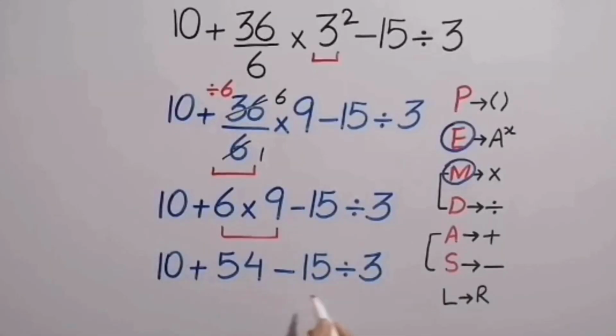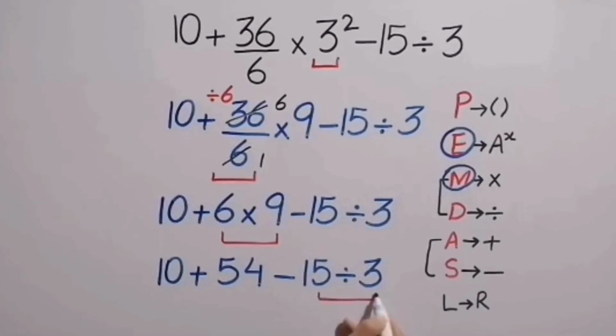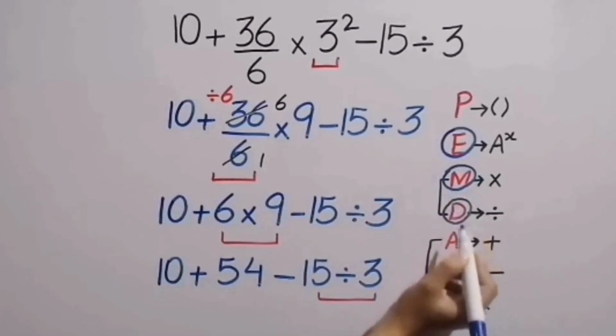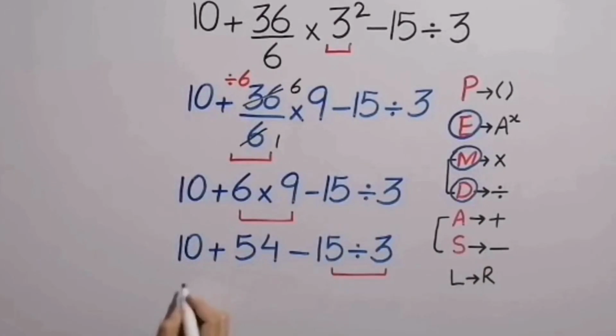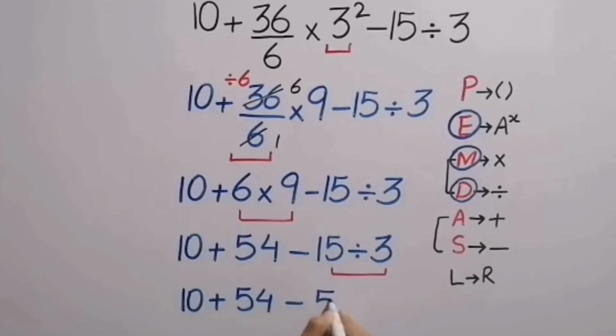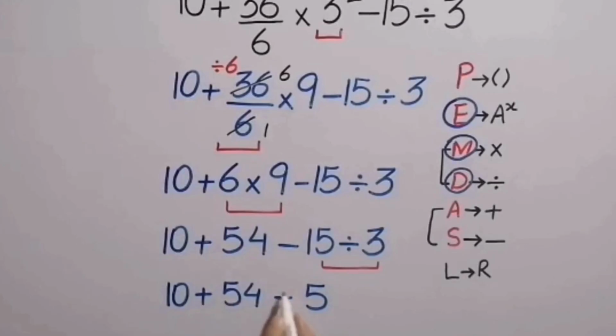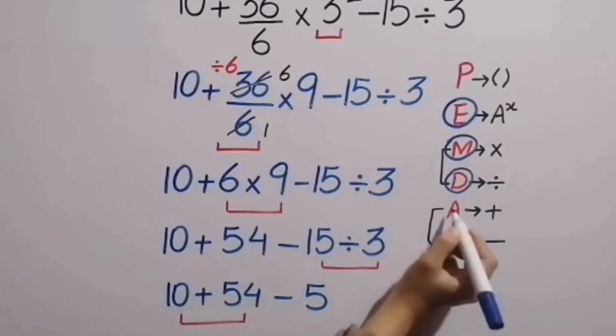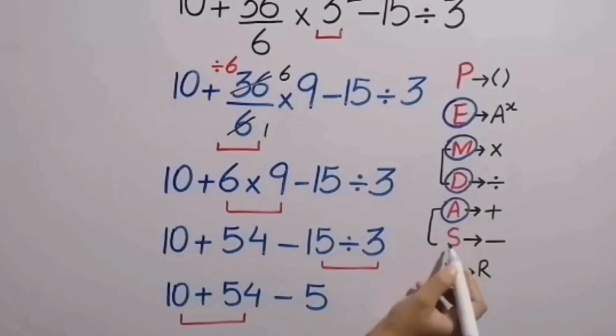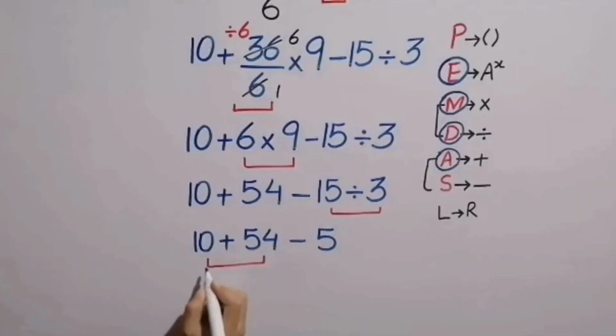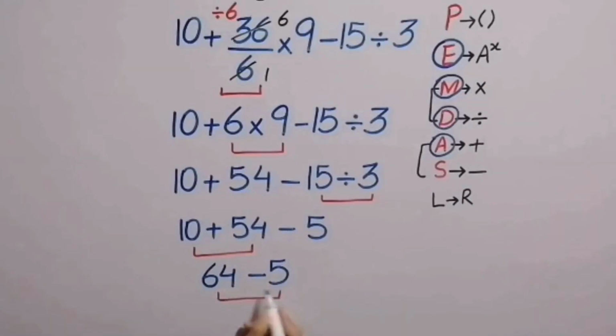Now next we do division between 15 and 3, because division comes before addition and subtraction. We simplify this expression as 10 plus 54 minus 15 divided by 3 equals to 5. In this expression, we have addition and subtraction. First we do addition between 10 and 54 because addition comes before subtraction, and also we follow left to right rule. Instead of this expression, we write 10 plus 54 equals to 64 then minus 5. Finally 64 minus 5 equals to 59, and this is the final answer to this expression.